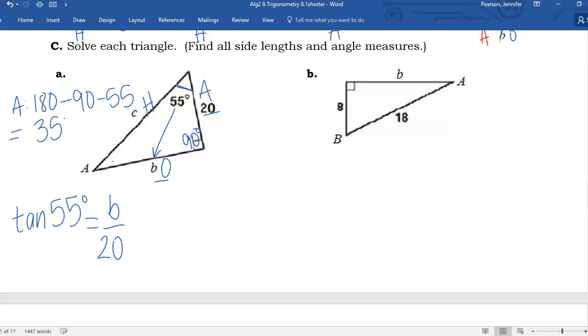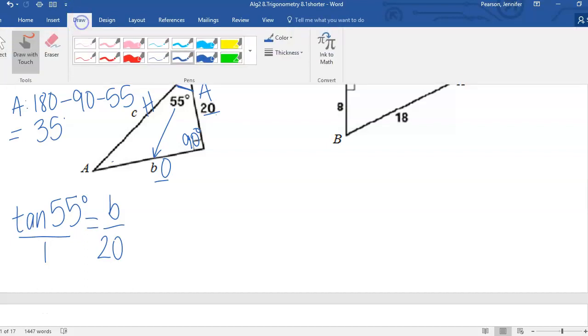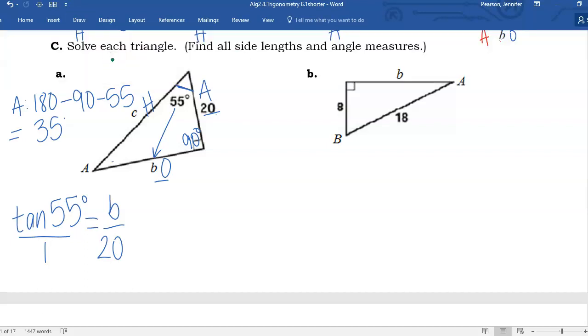Now I like to turn this into a proportion. It helps me know if I need to multiply or divide. I can write something over 1 without changing its value. Now I have fraction equal fraction, so I can cross multiply and divide to find the missing value. We're going to start at 20. We're going to cross multiply, divide, and that brings me to my answer. So that is 20 times the tangent of 55. Don't just do 20 times 55. We need the tangent of 55, and that over 1 isn't really necessary because when we divide by 1, it doesn't change anything, but it just helps keep me organized.